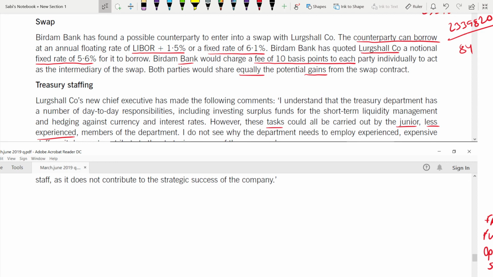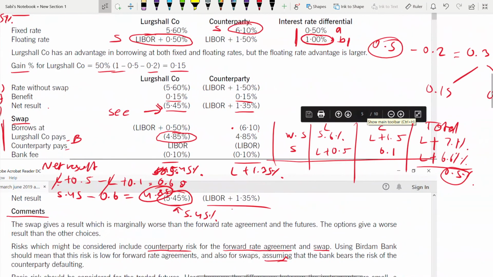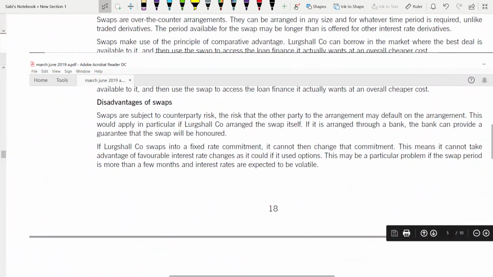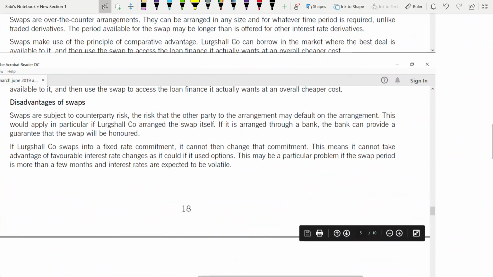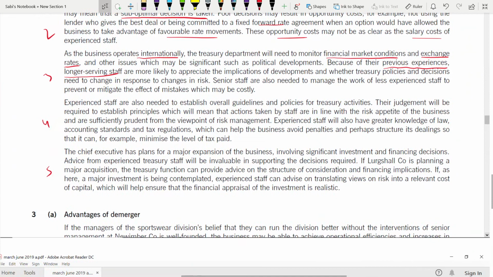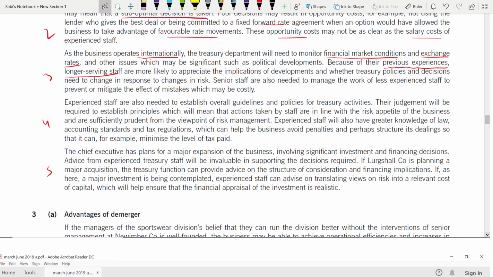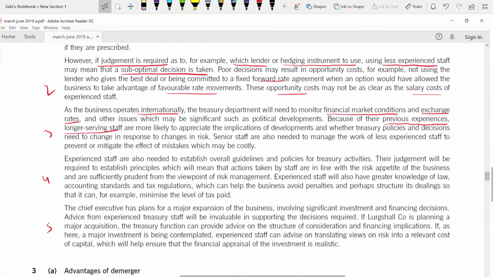Okay. Here they didn't tell, but usually they are the long serving team, the treasury department team, because they are there for taking such big, significant decisions. They don't take small decisions. Okay. So senior staff also need to manage the work of less experienced staff to prevent or mitigate the effect of mistakes which may be costly. Senior staff are also needed.